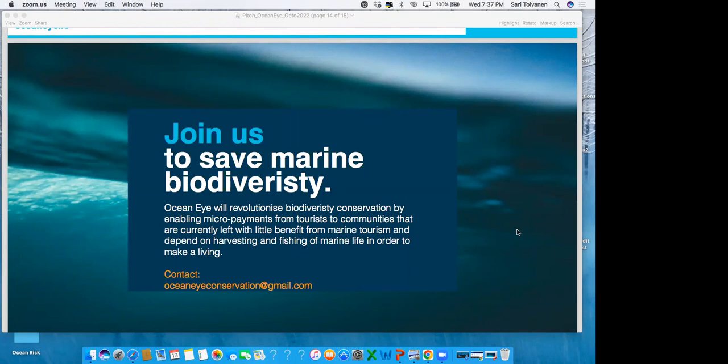Is there some kind of medium to long-term feedback on the effectiveness of the micropayments and how the community uses them for the conservation of natural resources? Are there indicators of the effectiveness of the measures employed?